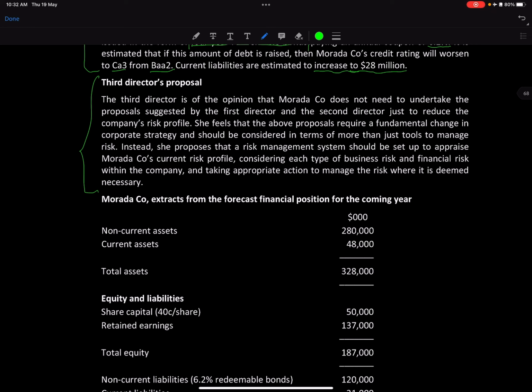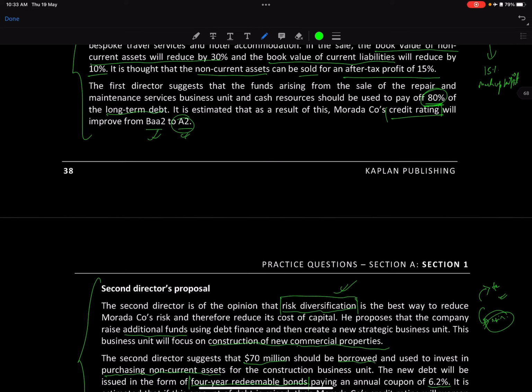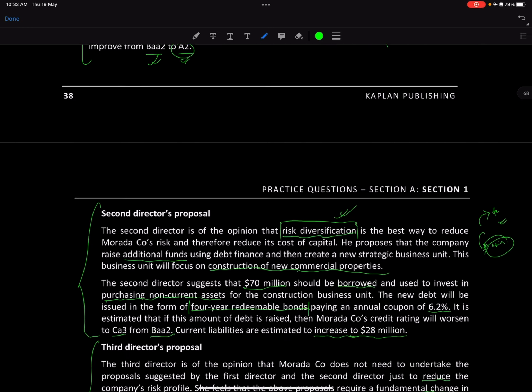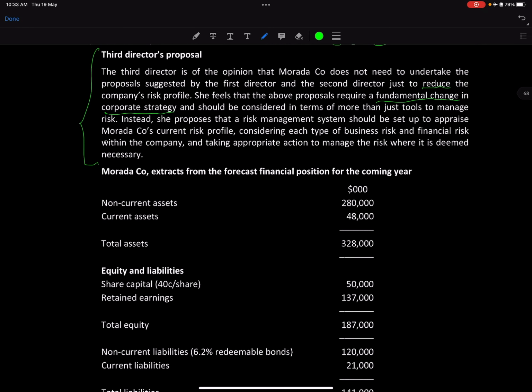Third director's proposal is of the opinion that the company does not need to undertake the proposals suggested by the first and second directors, just need to reduce the company's risk profile. She feels the above proposals require a fundamental change in corporate strategy. Yeah, that's a change in corporate strategy. The second director's proposal is also a bit about change in corporate strategy, because you're selling off, right? And then the range of products that you sell is being reduced. So that's a strategic kind of decision, right? And it should be considered in terms of more than just tools to manage risks.